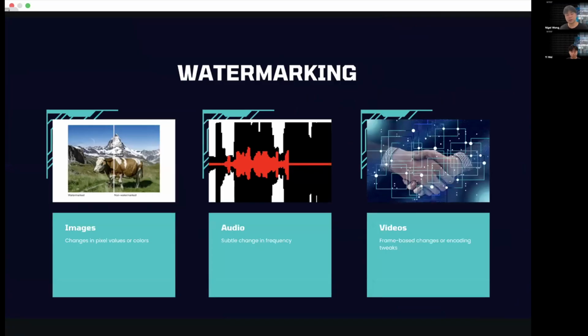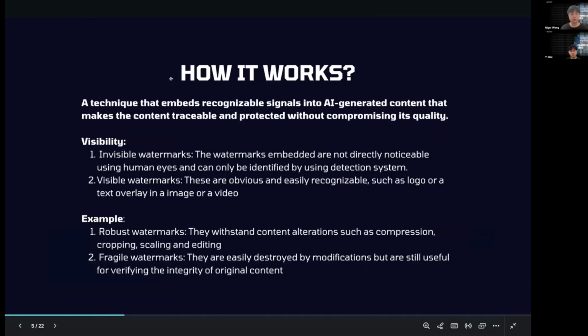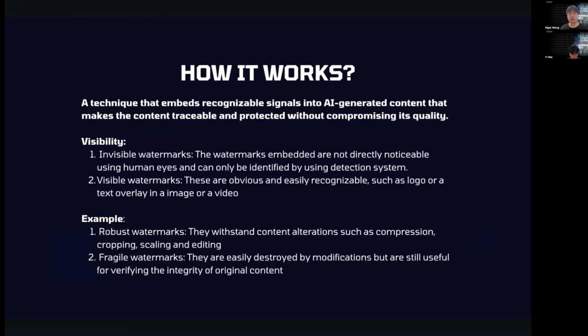So what is watermarking? Watermarking appears in many aspects, such as images, where changes in pixel values or colors, audios, subtle change in frequency, as well as videos, where frame-based changes or encoding tweaks. So how does watermarking work? It is a technique that embeds recognizable signals into AI-generated contents that makes the content traceable and protected without compromising its quality.